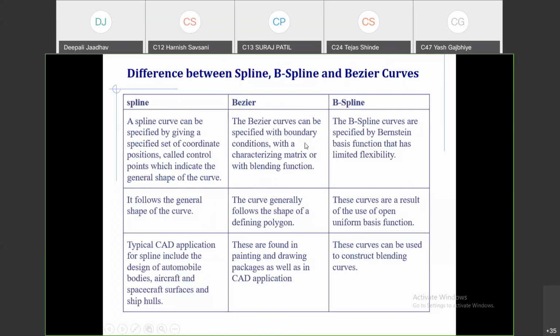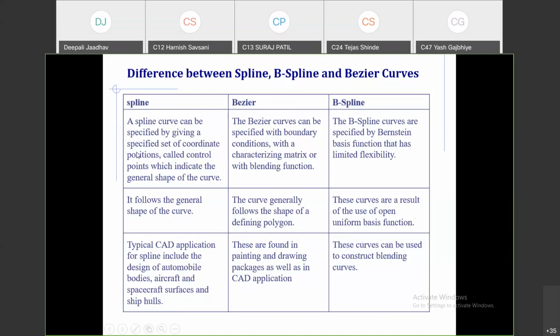The Bezier curve can be specified with the boundary conditions, with the characterizing matrix or by blending function. The blending function is used there to find the matrix or to find the position vectors. The B-spline curve is specified by Bernstein basis function that has limited flexibility. It follows the general shape of the curve. The curve generally follows the shape of the defining polygon. These curves are the result of the use of open uniform basis function.